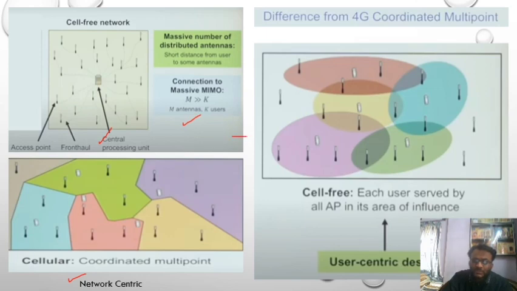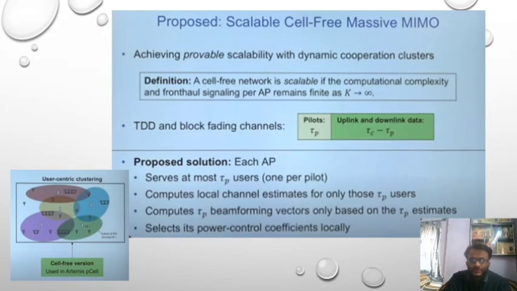To convert this network-centric concept to a user-centric concept, so that the computation at the central processing unit is reduced, all parts of the computation can take place in the user-centric side, that is in the access point. The cells basically overlap, and therefore each user is served by all the access points in its vicinity or influence. Since it can access all the points in the vicinity, this becomes a scalable cell-free massive MIMO network.